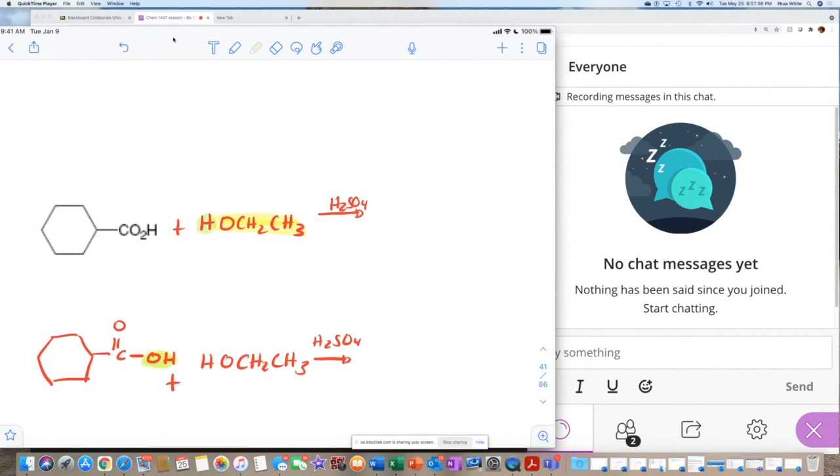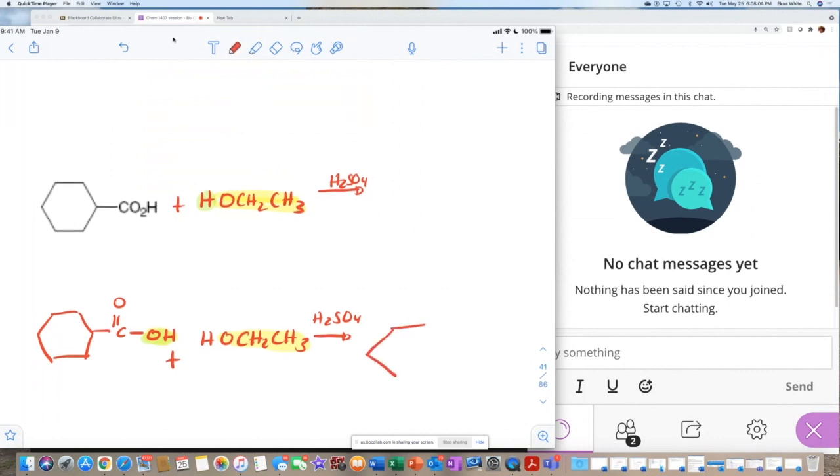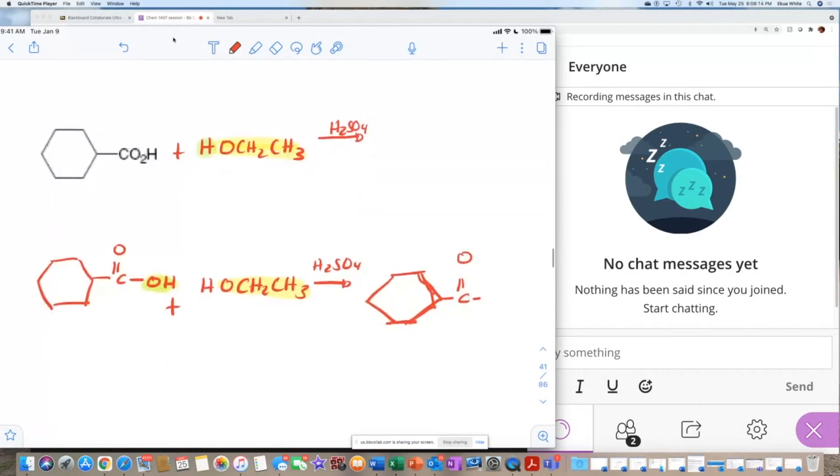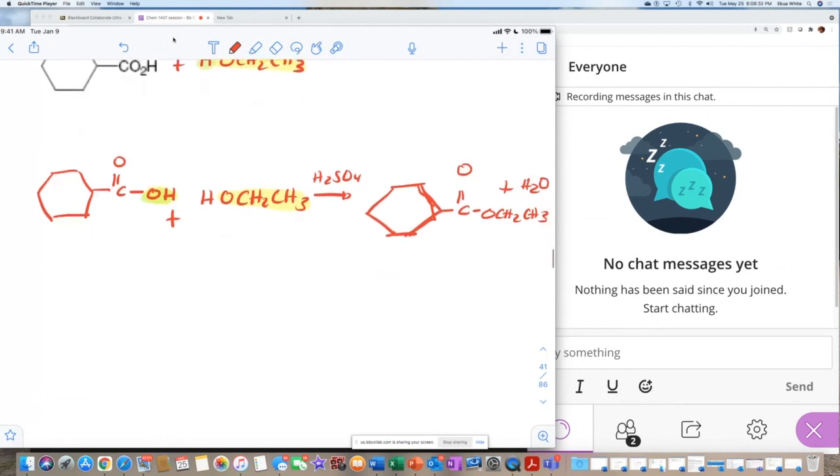HOCH2CH3, and then H2SO4. Okay, so the greens are going off together. Then the yellow will join the carbonyl, right? So in my product, I have this right here. Carbonyl, then the new group that came in was OCH2CH3, plus water. Okay? Yeah, sorry, my pictures are horrible. They're getting more horrible with time as I'm getting more and more fatigued.